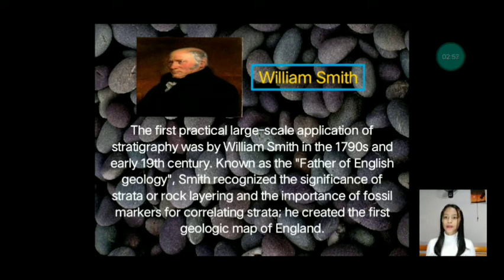William Smith. The first practical large-scale application of stratigraphy was by William Smith in the 1790s and early 19th century. Known as the father of English geology, Smith recognized the significance of strata or rock layering and the importance of fossil markers for correlating strata. He created the first geologic map of England.